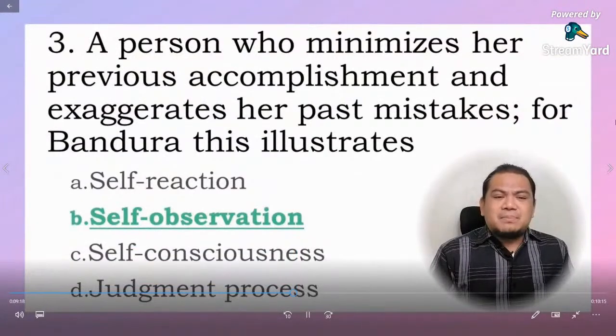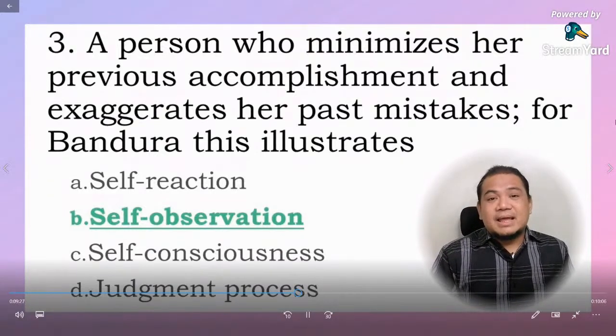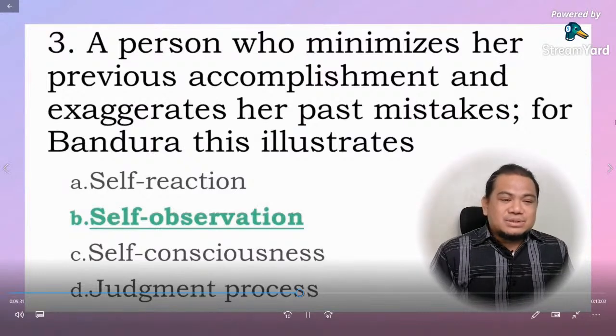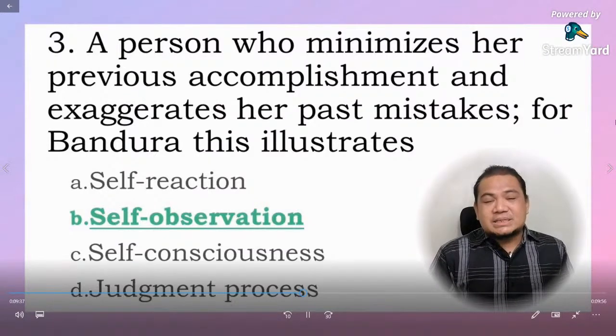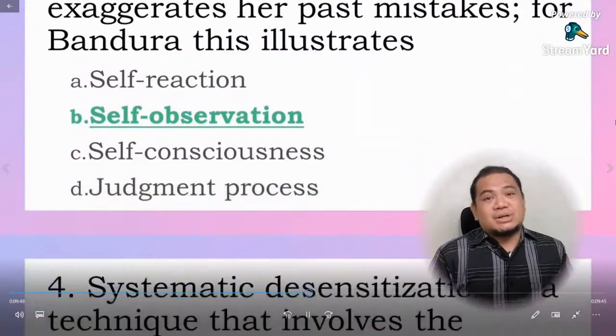Number 3, a person who minimizes her previous accomplishment and exaggerates her past mistakes. For Bandura, this illustrates letter B, self-observation. During self-observation, people can misjudge their own performance or distort their memory of past accomplishment. Depressed people tend to exaggerate their past mistakes and minimize their prior accomplishments, a tendency that perpetuates their depression.